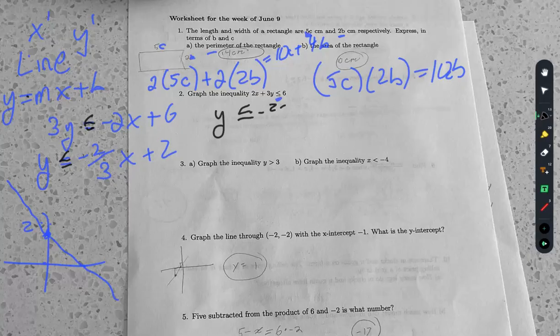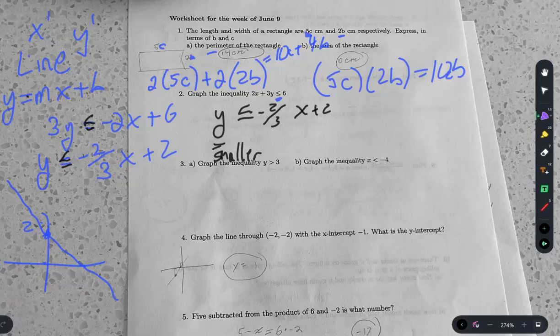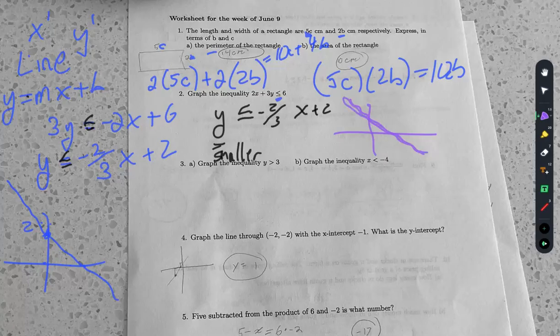So I want the y values that are smaller than the line. So, or equal to, right? So if I want the y values that are smaller than or equal to the line, I can use things on the line, and I want the y's that are smaller, right? Because that would be y's that are bigger, and these are y's that are smaller. And so that would be the shaded region that works.